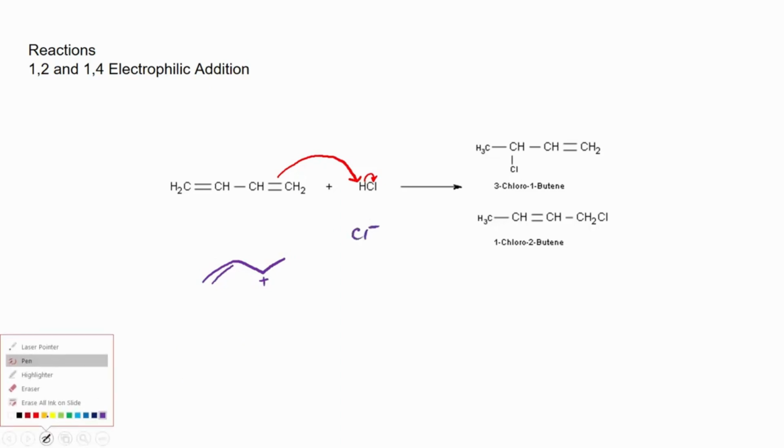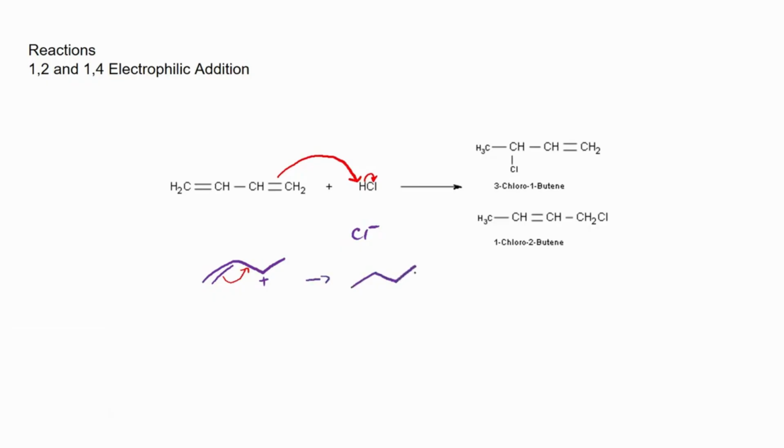We can have rearrangement. So this pi bond can come in and it can satisfy that positive charge. It can stabilize it. So we can form the other allylic carbocation. Because it is allylic, it is stable. Now it looks like a primary carbocation, but remember this is an allylic carbon. So now that chlorine can attach at the end.